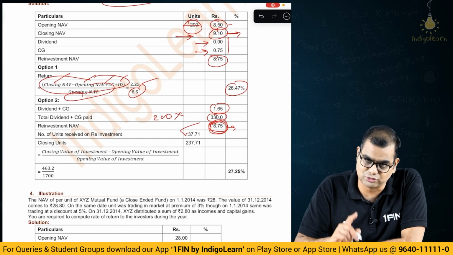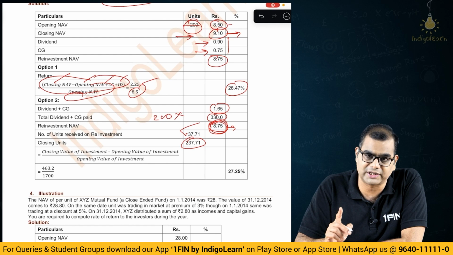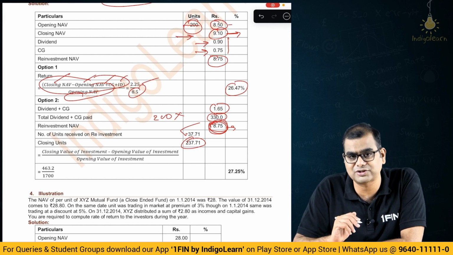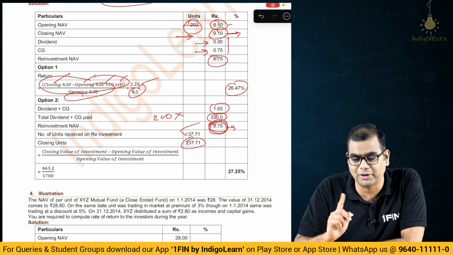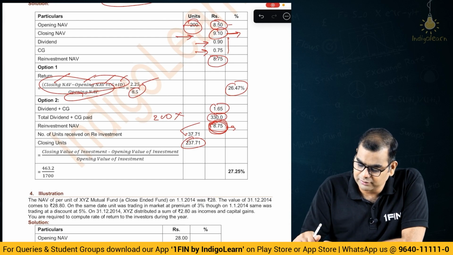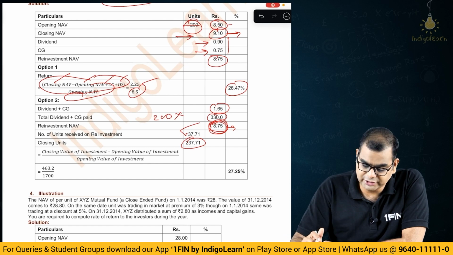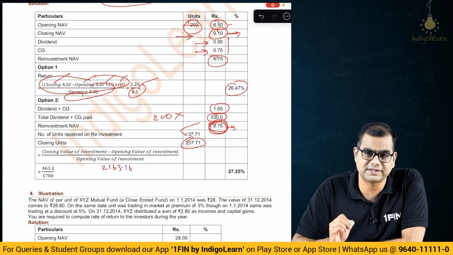How many were the original units? 200. So total units is 237.71. But what is the value of the investment? The value of the investment at the end of the period is 9.1 per unit. So you multiply 237.71 into 9.1. You get 2163.16. And that is the closing value.